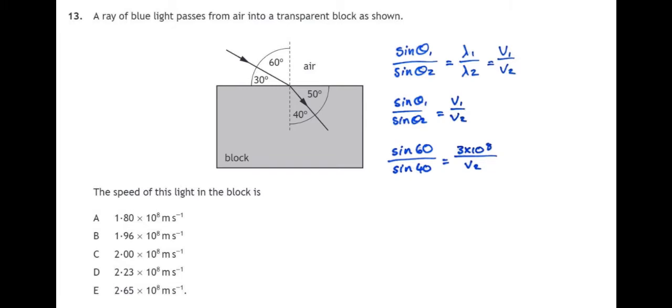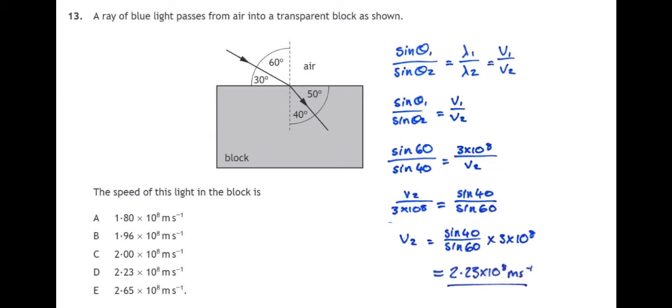Now, we're trying to work out v2, which at the moment is at the bottom of this fraction. I always find it far easier to work out the number when it's on the top. So let's flip the whole thing the other way up and multiply the speed of light across to the other side. And we get a value of 2.23 times 10 to the power of 8 meters per second, which is answer D.